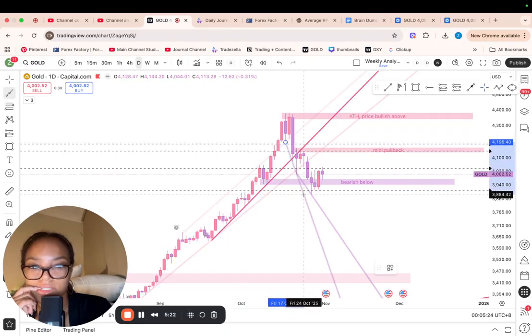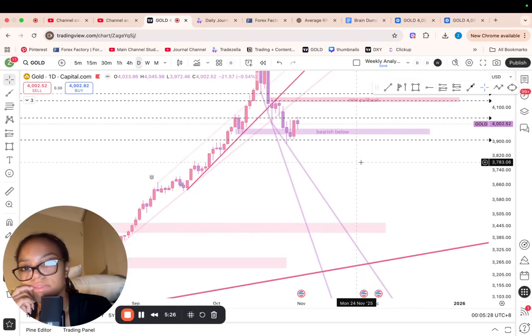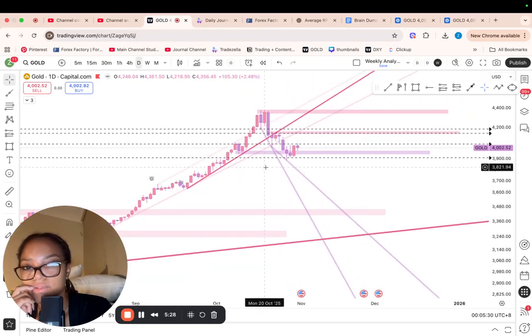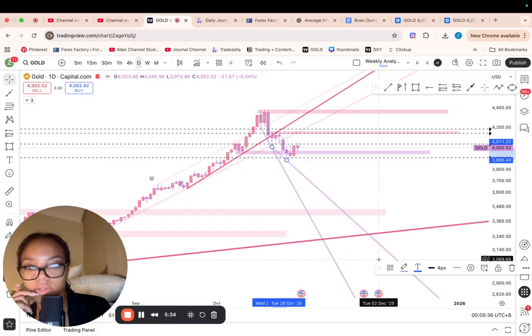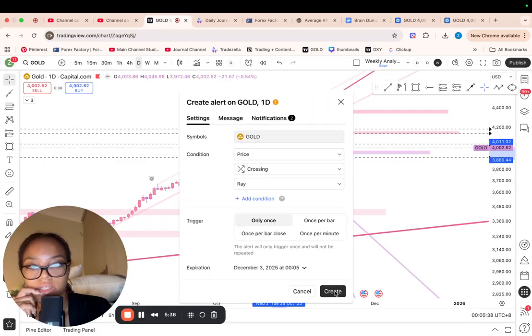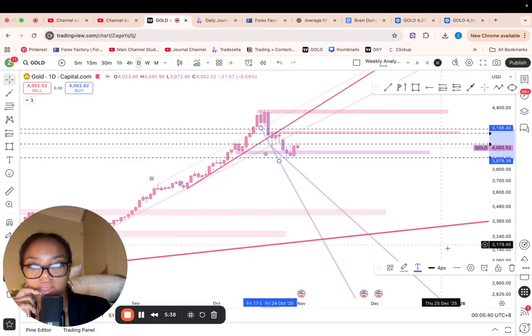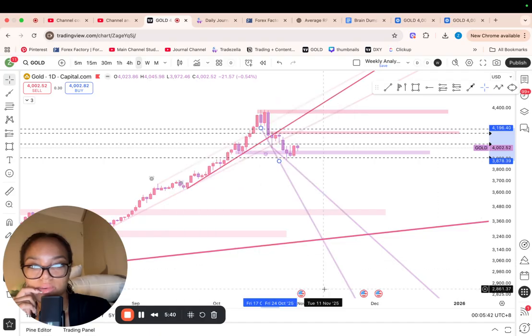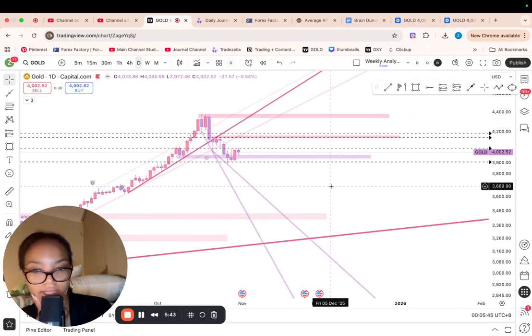It may seem excessive, and if you think it's excessive, I apologize, but that's just what I'm thinking. So if price respects this trend line, then cool, no worries. Let's continue on that trend line. If it crosses, I want to know. So if price crosses, I want an alert. And then again, if price crosses, I want an alert. So that's the weekly analysis.